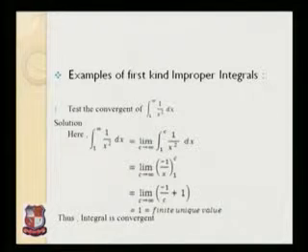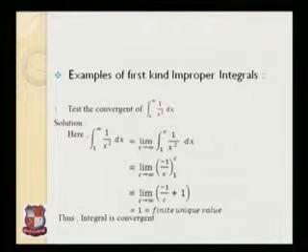Here we are given examples of first kind improper integrals. First example is test the convergence of integration from 1 to infinity 1 upon x raised to 2 dx. In the solution, integration from 1 to infinity 1 upon x square dx, you see that here upper limit is infinity, so we will replace that infinity by choosing some number c and then extending this point c towards infinity. That means writing limit c tends to infinity integration from 1 to c 1 upon x square dx.